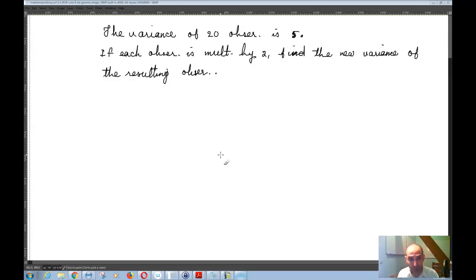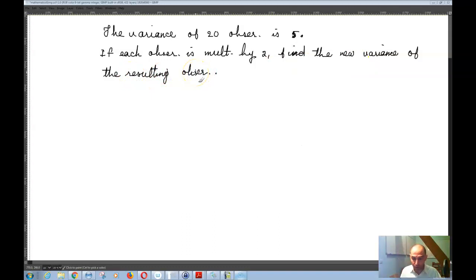Now the question over here is: the variance of 20 observations is 5. I have 20 observations, and the variance of those observations is 5. Now if each observation is multiplied by 2, find the new variance of the resulting observations.